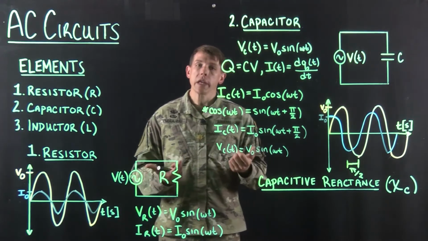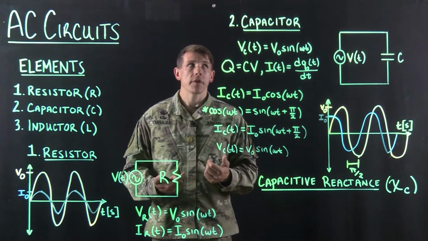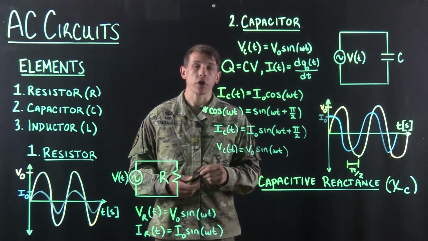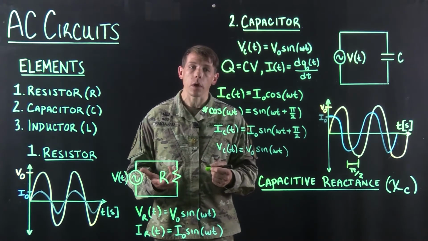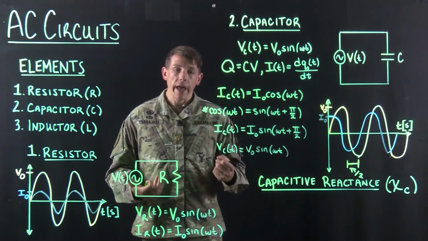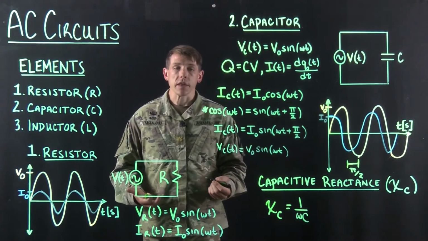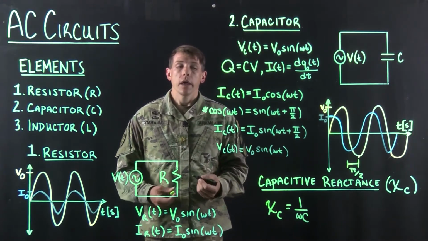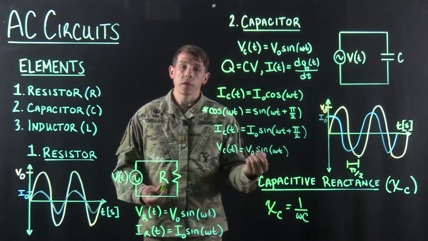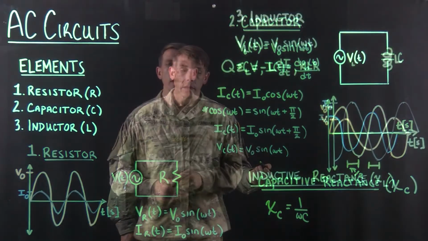Now, when we're discussing AC circuits, we run into a term called reactance, which is the opposition of a capacitor to a change in current, specifically for a capacitor in this case. Our expression for that reactance is chi sub c is equal to 1 divided by omega times c, or the angular frequency times the capacitance.